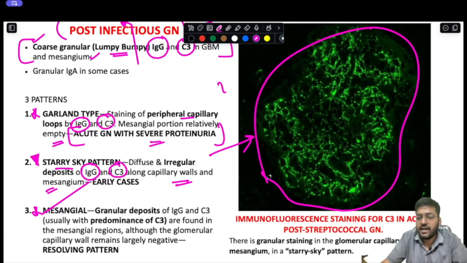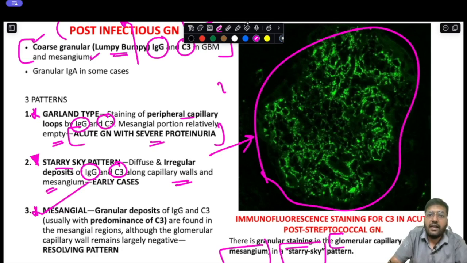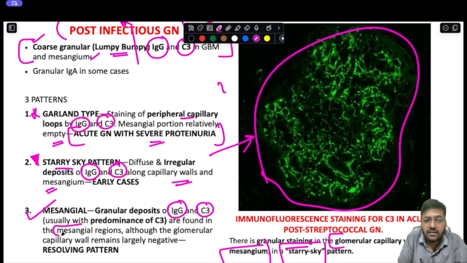Okay, this is a starry sky appearance. So there is granular staining in the glomerular capillary walls as well as in the mesangium in a starry sky pattern. The third immunofluorescence pattern that you appreciate over here is the mesangial pattern, which is characterized by granular deposits of IgG as well as C3, usually with the predominance of C3, found in the mesangial region mainly, although the glomerular capillary wall remains largely negative.